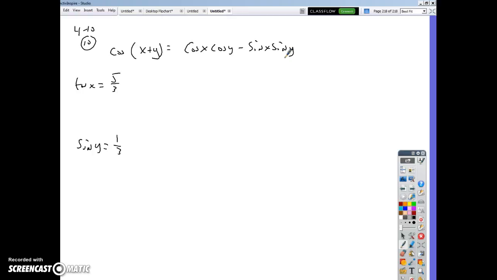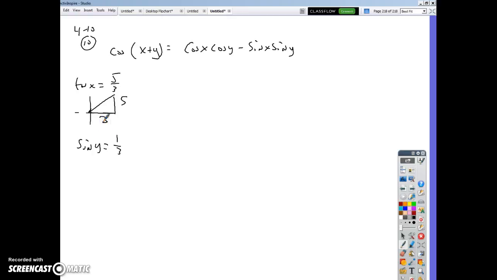Which quadrant am I drawing a triangle in? First. It says in the first quadrant? Okay, I'll believe you. I don't have it in front of me, so I'm going to pretend like you're right. Okay, tangent is 5/3. What does that tell me? Opposite over adjacent, love it.